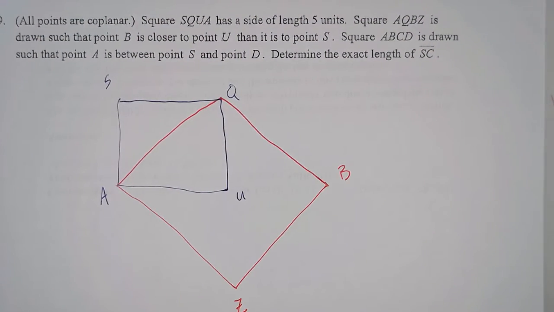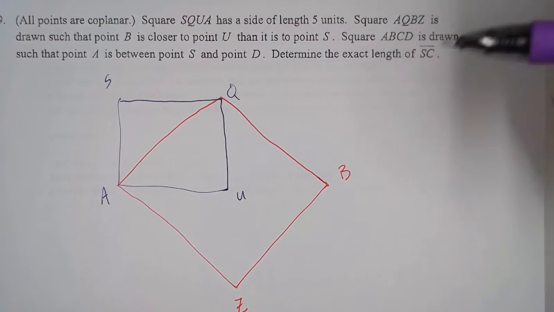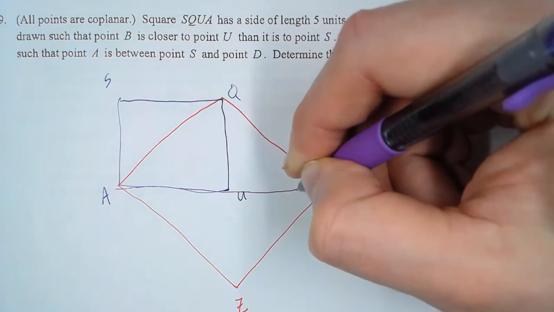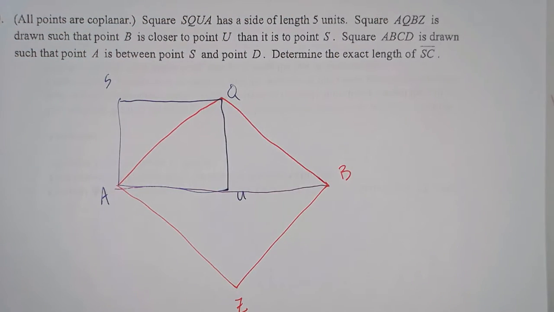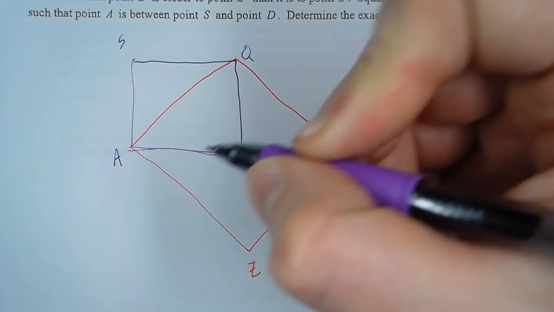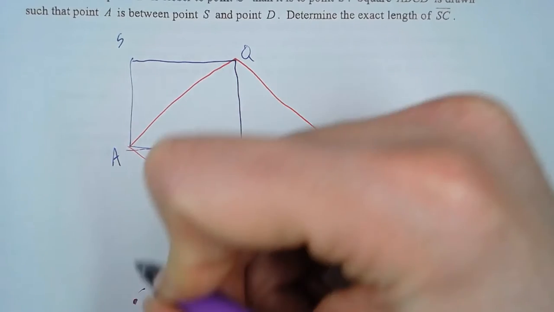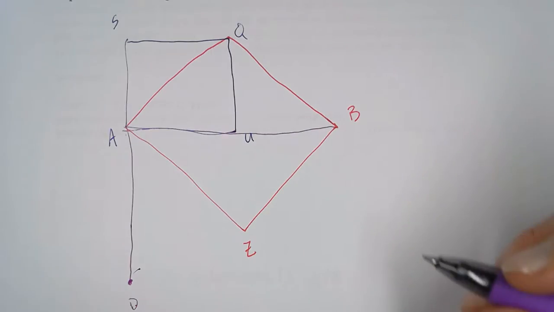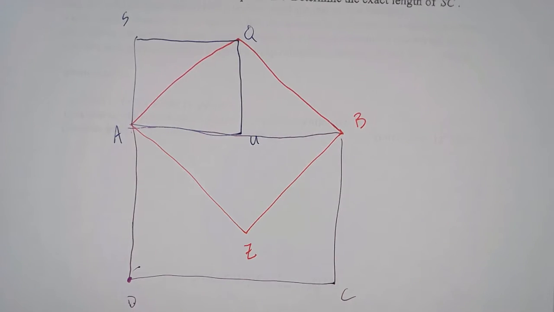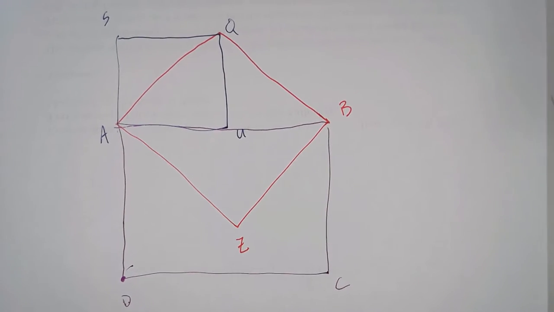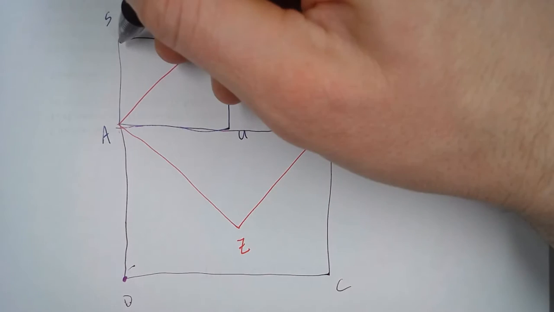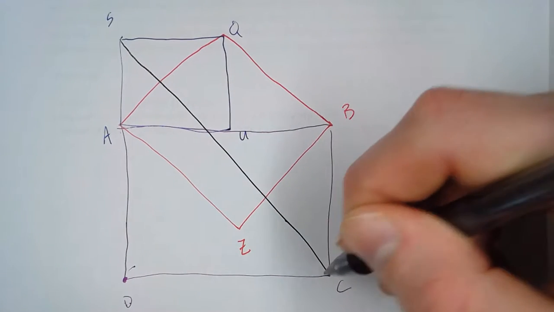And then the third square is ABCD. So we're going to connect A to B, like that. And then it says that point A is between point S and point D. So that means point D has got to be down here somewhere. So when we draw that down here, that means point C has to be over here, like that. All right, so we want to determine the exact length of SC, from here all the way over to there.